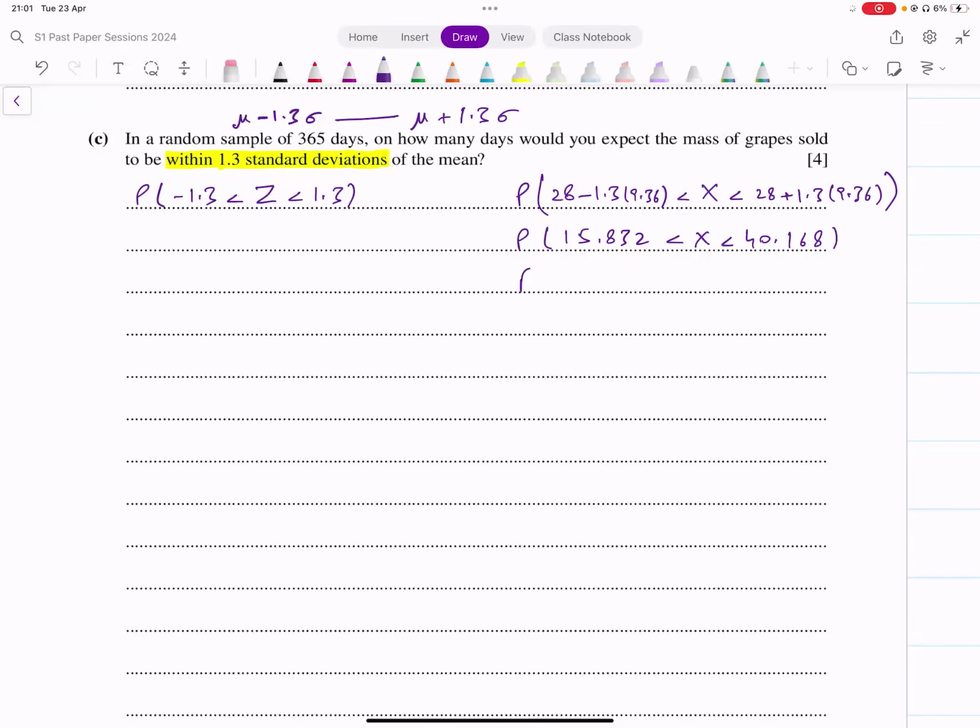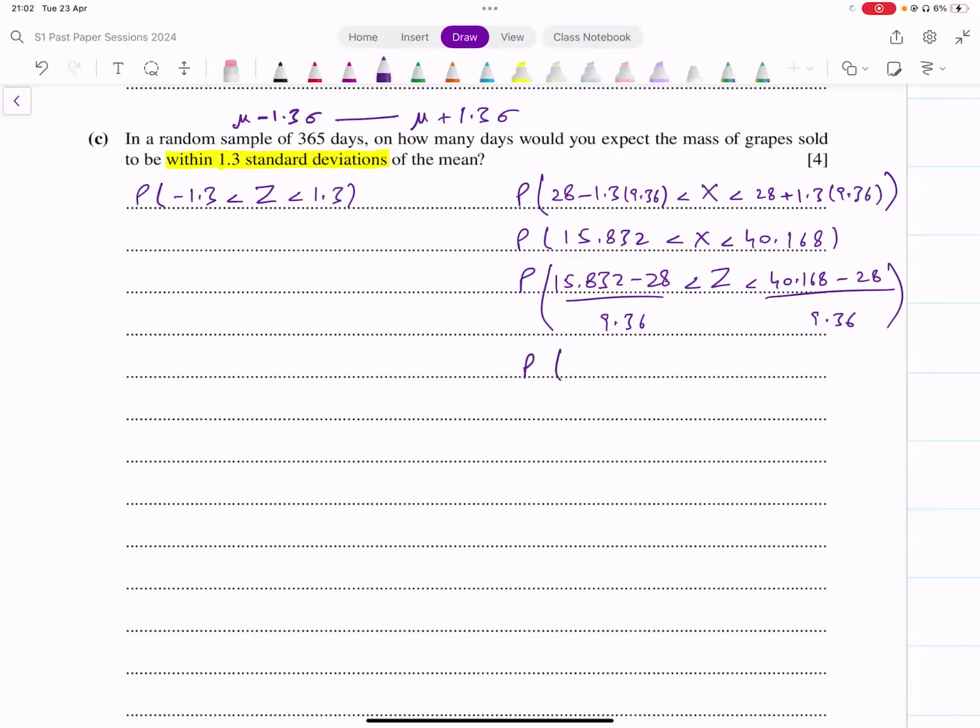And now we could convert it to Z. Let's try that. Z then should be between 15.832 minus the mean, which was 28, divided by standard deviation, which was 9.36. And then on the other side as well, 40.168 minus 28 divided by 9.36. You're basically reversing all of this. You basically earlier added 28 and multiplied by 9.36. Now you're subtracting 28 and dividing by 9.36. And you see what you get from this at the end.